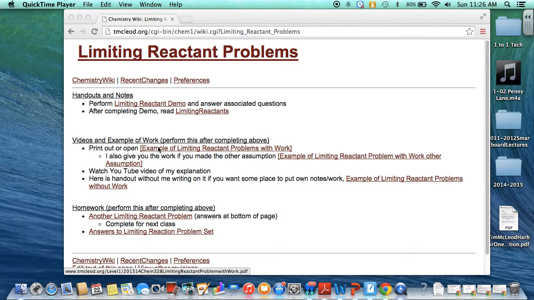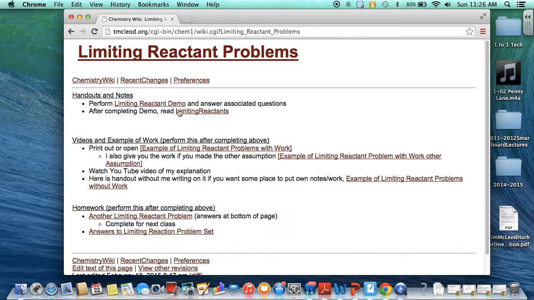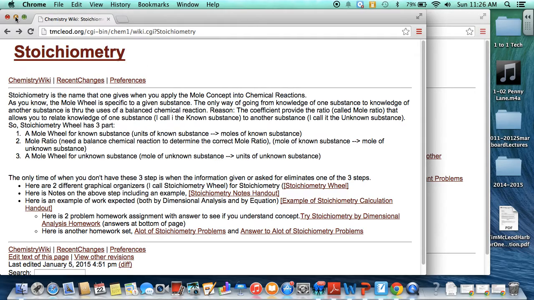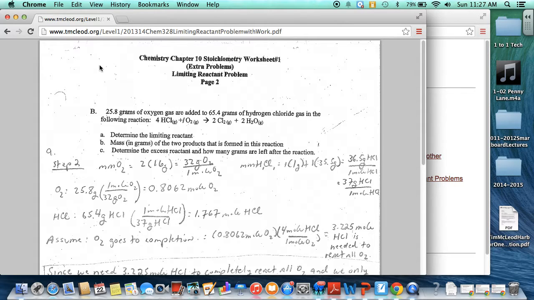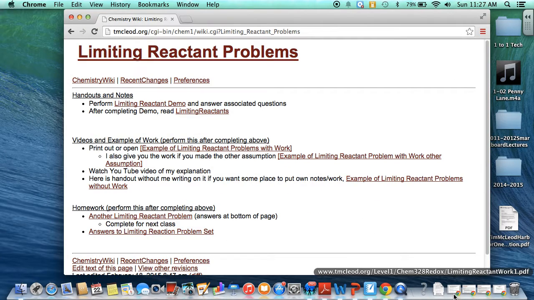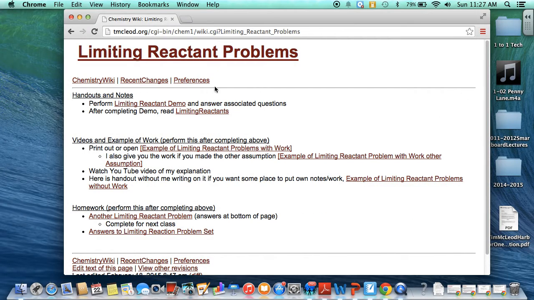Hello, this is a video on how to do limiting reactant problems. By this time, you should have printed out or opened up the limiting reactant handout, which is under the notes, and two additional work ones. One where it says you're going to be looking at stoichiometry periodically. One that looks like this and another that looks like this, and they're both basically the same thing, and we'll talk about that in a second.